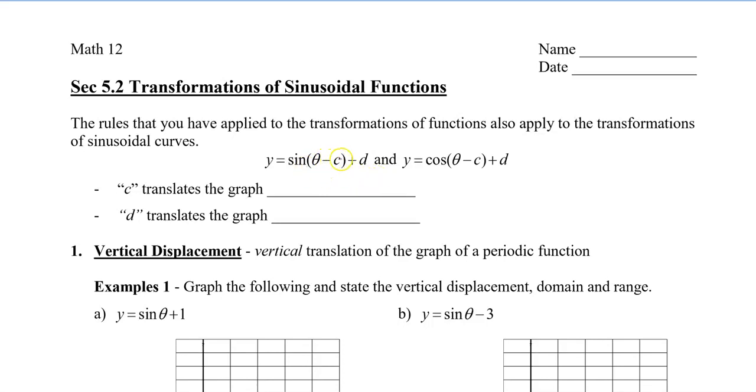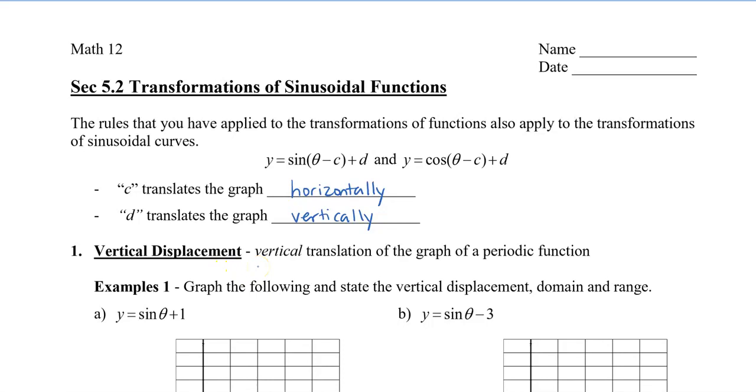Now, if you observe, the C is right beside the theta, it's within the brackets, but it's after the sine and the cosine. So the C translates the graph horizontally. The D, if you observe, is outside the brackets and it's at the very back, and D translates the graph vertically. So in trigonometry, we call the vertical shift a vertical displacement.